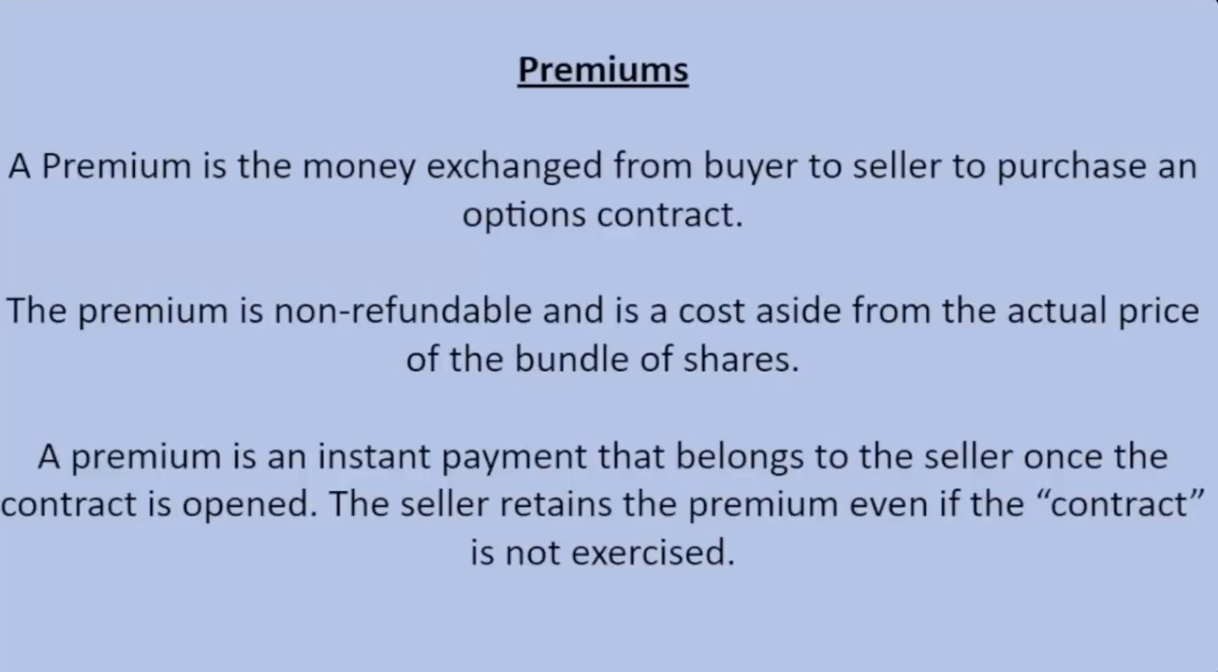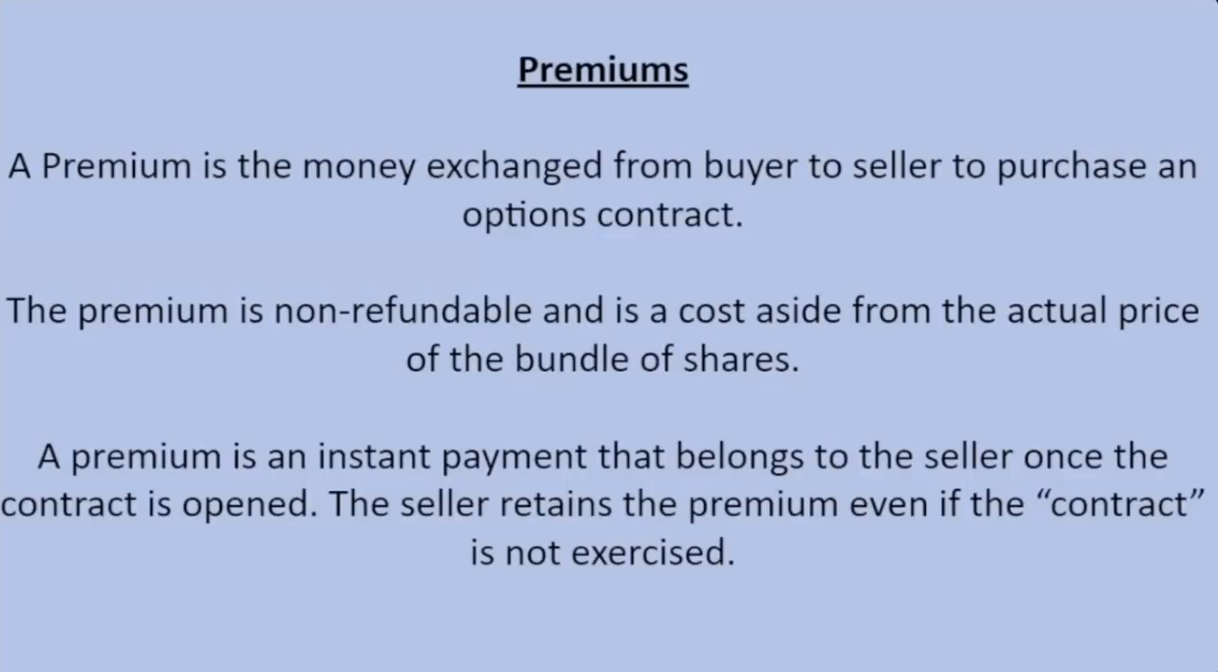Once it's opened is when the seller and the buyer agree and money's been sent, that contract is opened, and the seller collects his premium from the buyer, and he doesn't have to do anything else. That's his money. The buyer cannot get that money. Even if the contract is not exercised, the seller will keep that premium no matter what. So when a seller sells a contract, he doesn't have very many options, but he gets that money up front and it's his money.